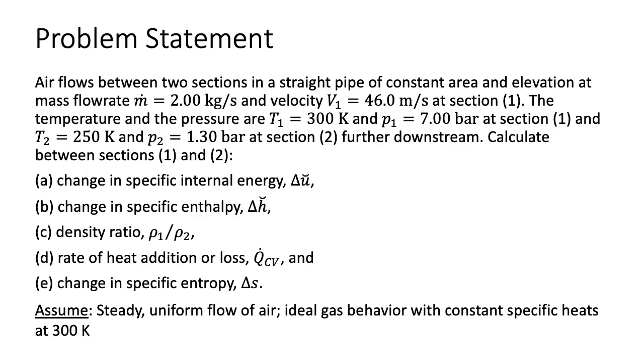A, the change in specific internal energy. B, the change in specific enthalpy. C, the density ratio. D, the rate of heat addition or loss. And E, the change in specific entropy. For this problem, we will assume steady, uniform flow of air. We will also assume ideal gas behavior for the air with constant specific heats at 300 Kelvin.